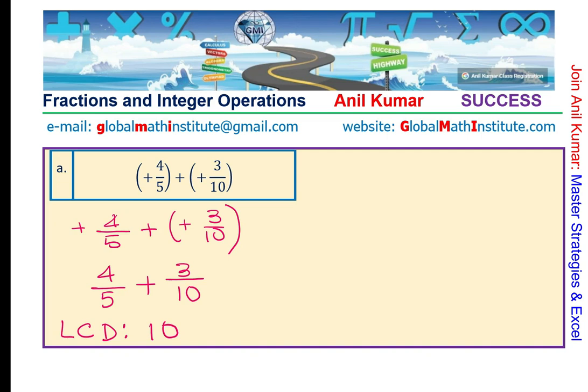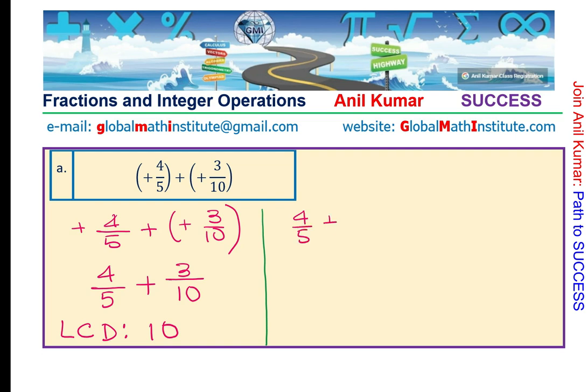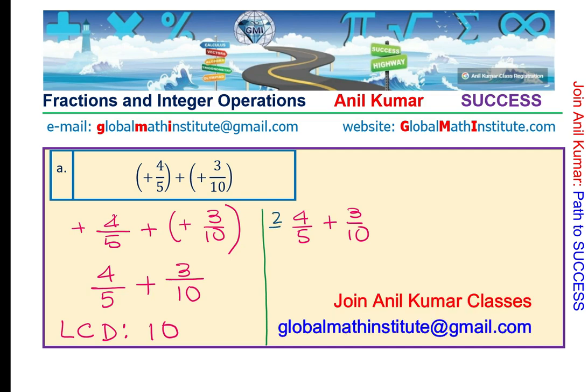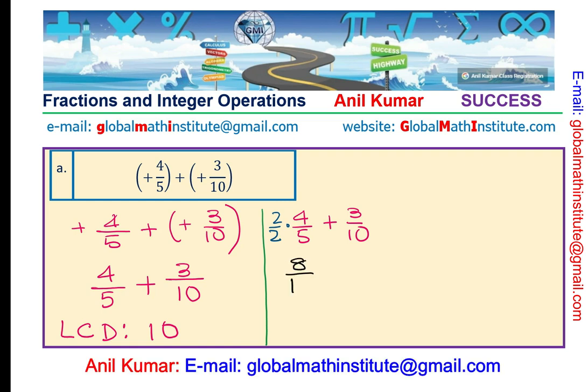So we are going to rewrite these fractions with a common denominator of 10. How can you do that? Well, we have 4 over 5 plus 3 over 10. We should multiply the first term by 2 over 2. As you can clearly see, 2 divided by 2 is 1. Multiplication by 1 doesn't really change any term. Perfect. So what do we have? Well, 4 times 2 is 8. So we have 8 over 10 plus 3 over 10. That, of course, is 11 over 10.